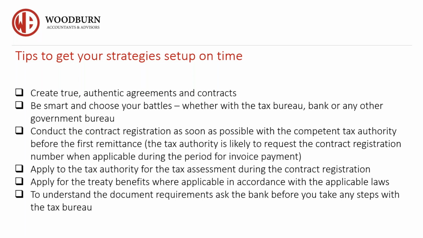Apply to the tax authorities at the same time as the contract registration for the tax assessments. So looking at the double taxation agreements and whether they will then apply to you. And if additional documentation has to be provided for this tax assessment, making sure that the UK entity, for example, can provide them. Apply for treaty benefits and understand at the bank what is required in terms of documentation as well.